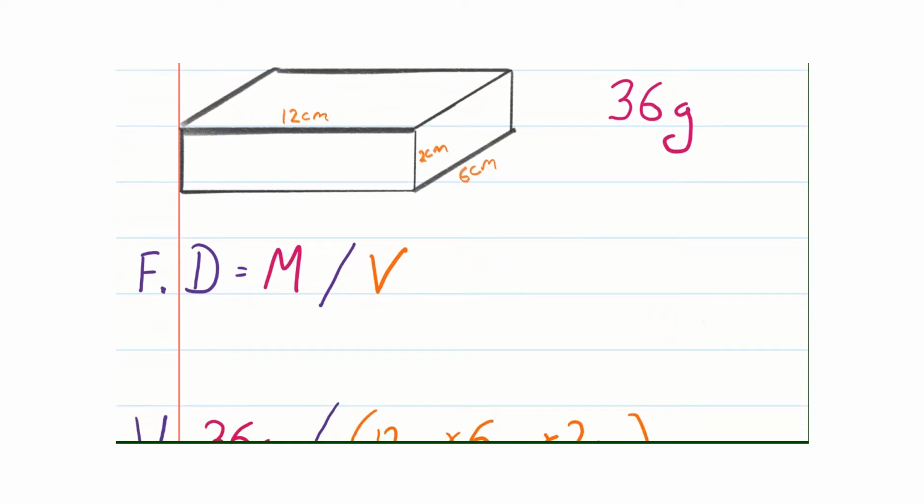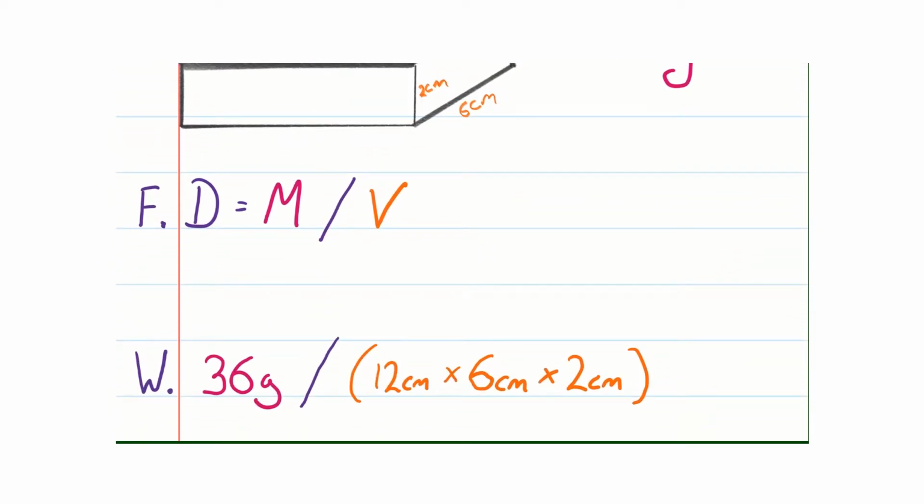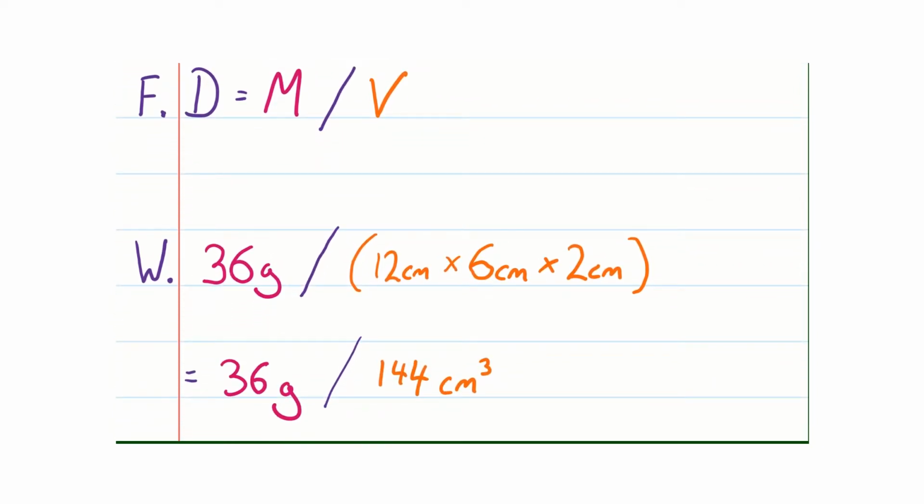Our workings therefore are 36 grams, that's the mass, divided by the volume, and we've got to find our volume here, which is 12 centimeters by 6 centimeters by 2 centimeters. So 12 times 6 times 2, do that in your calculator and write it down. That works out as 36 grams divided by 144 cubic centimeters.